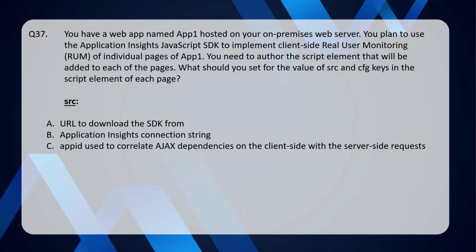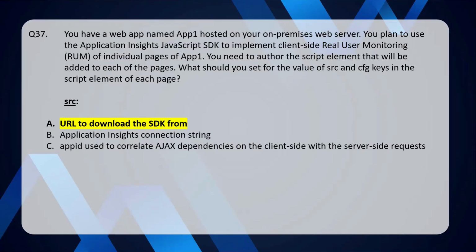Now, friends, the first part of the question is talking about source. And your options are URL to download the SDK from, Application Insights connection string, app ID used to correlate AJAX dependencies on the client side with the server side requests. And friends, source would be the URL to download the SDK from. This is the official CDN URL from which the Application Insights SDK script is downloaded.